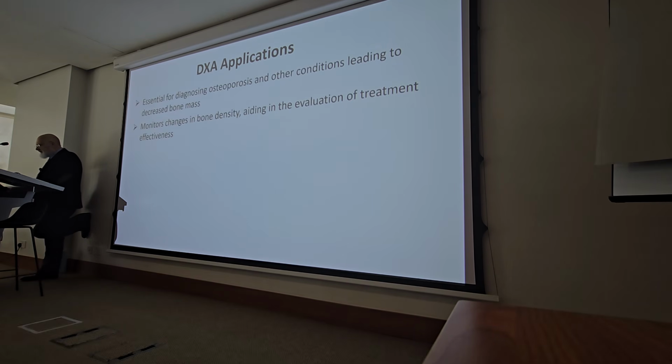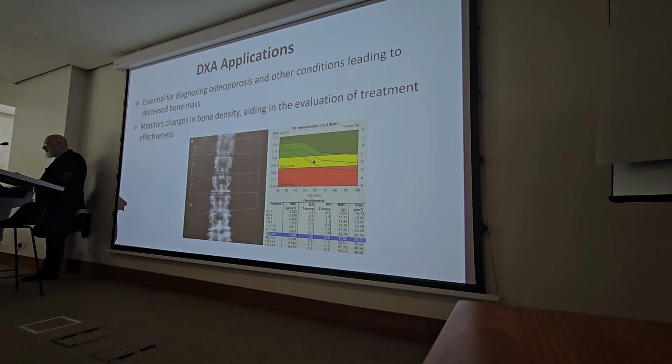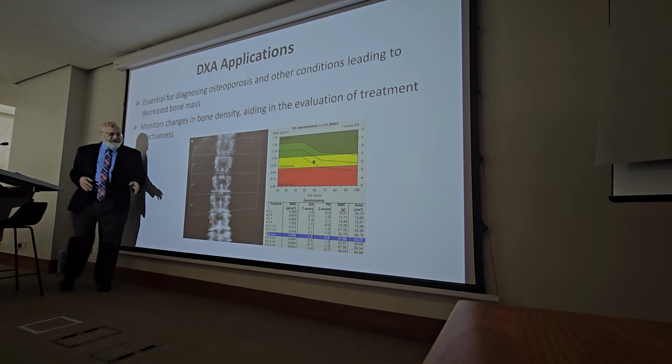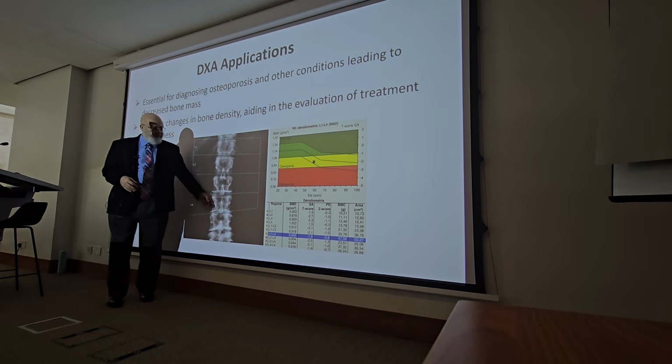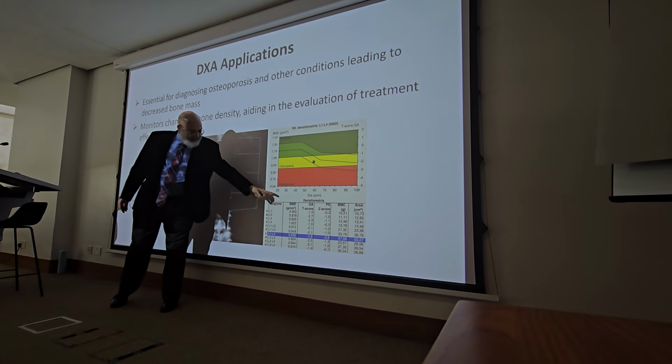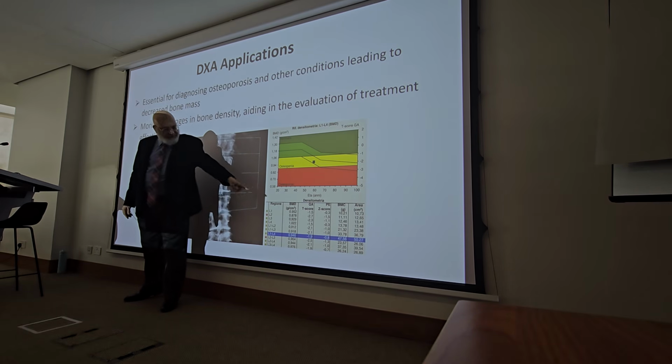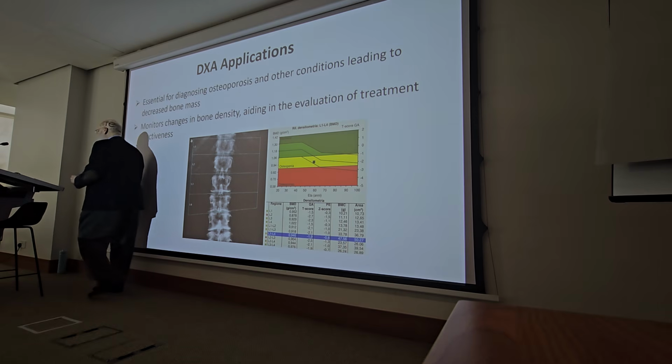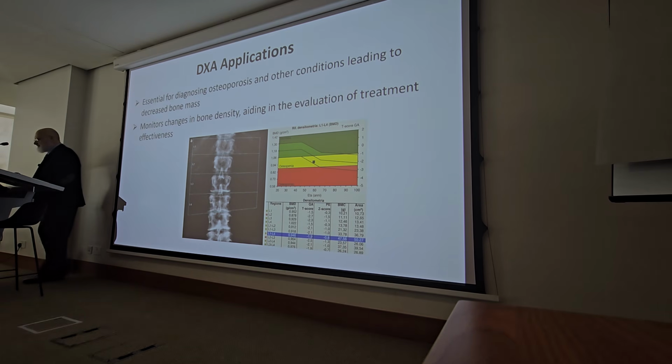So DEXA, as I said, is essential for diagnosing osteoporosis and monitoring changes in bone density. This is what you get. You go to the radiologist, they make this measurement. Let's say there are multiple vertebral bodies, and then you get some number for bone mineral density, and then they give you some scores here that we'll be discussing in the next couple of slides.